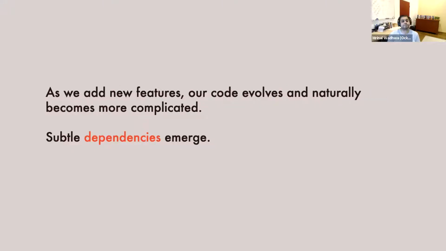All right. So as we're building software and we add new features, our code obviously evolves and it naturally starts to get complicated, right? Dependencies emerge, things depend on each other, functions depend on each other, modules depend on each other, etc. Right? So as we add features, there's a natural tendency to become more complex. And over time, this complexity kind of accumulates, right?